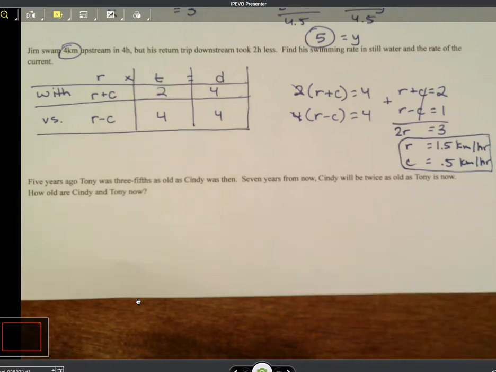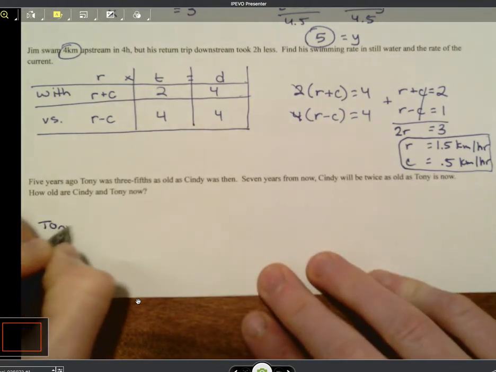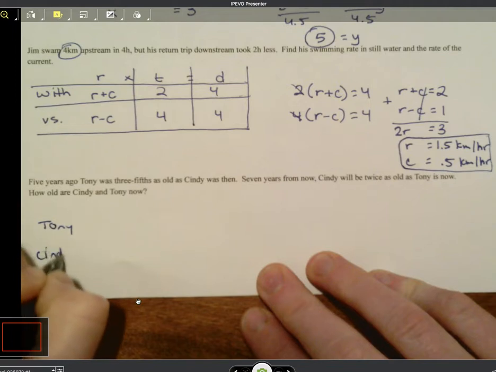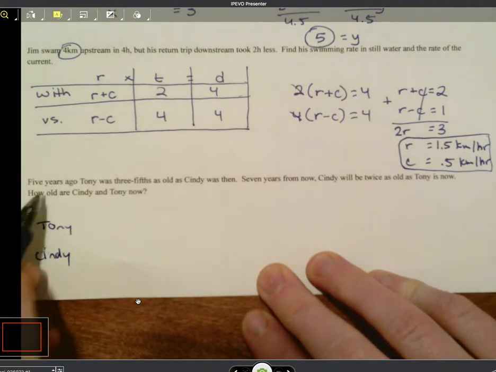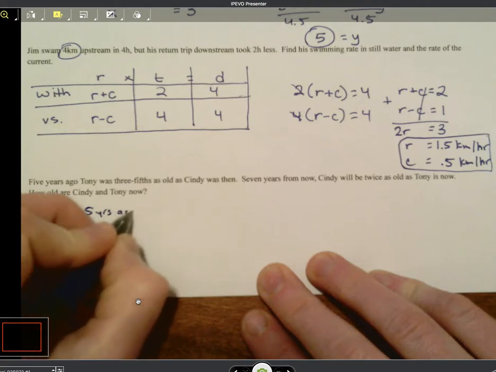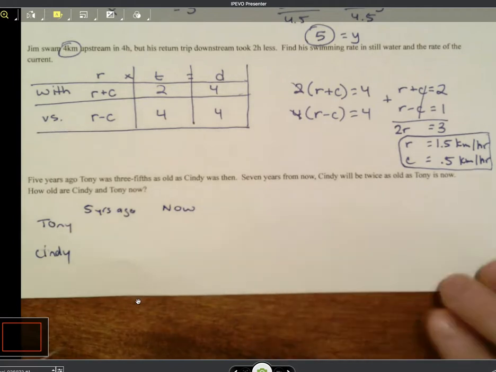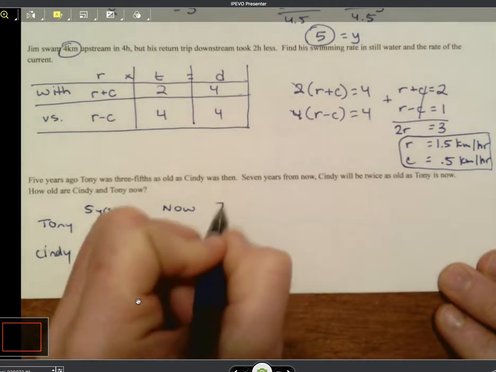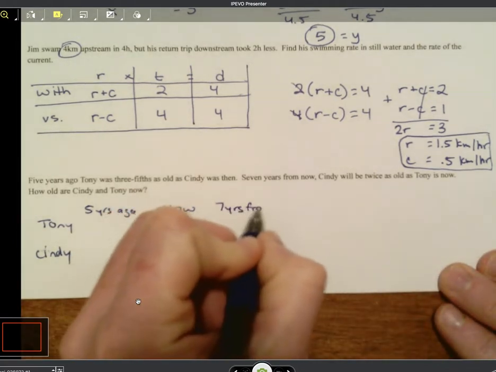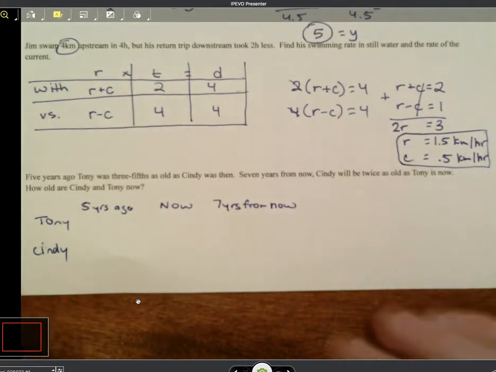Oh, boy. All right, let's set this up so that we can organize our information. We've got Tony and Cindy. We've got their ages 5 years ago. We've got their ages now. And we've got their ages 7 years from now. I'm just trying to organize my information.